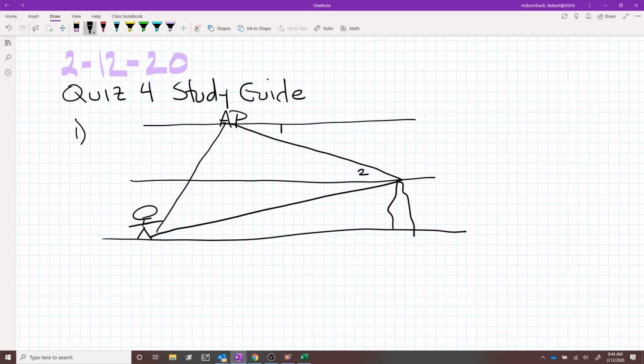One, 2, 3, 4, and 5. What is the description of angle 2 as it relates to the situation? This angle right here is what they're talking about.